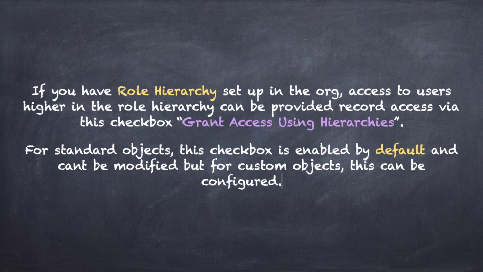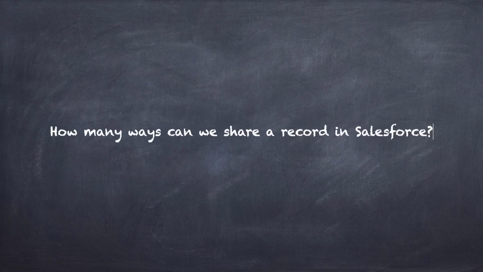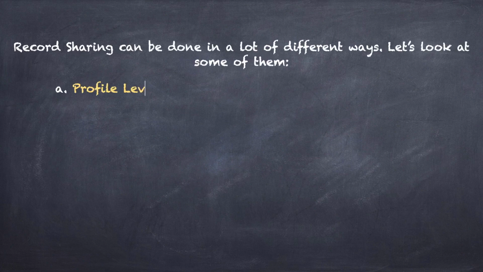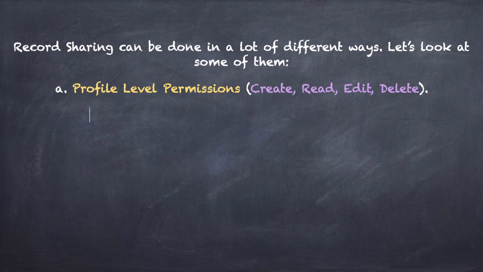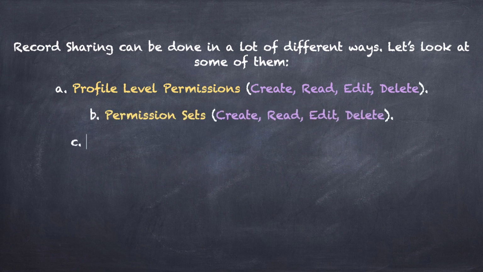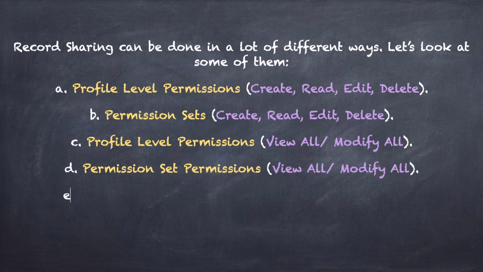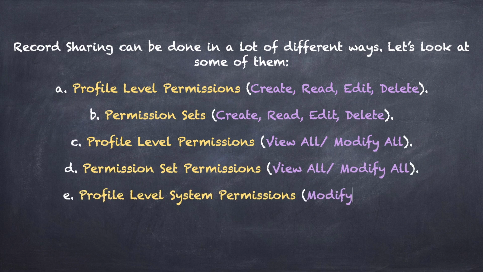How many ways can we share a record in Salesforce? Record sharing can be done in a lot of different ways. Let's look at some of them. Profile level permissions: create, read, edit, delete. Permission sets: create, read, edit, delete. Profile level permissions or permission set permissions: view all and modify all. Profile level system permissions: modify all data, or org-wide defaults.